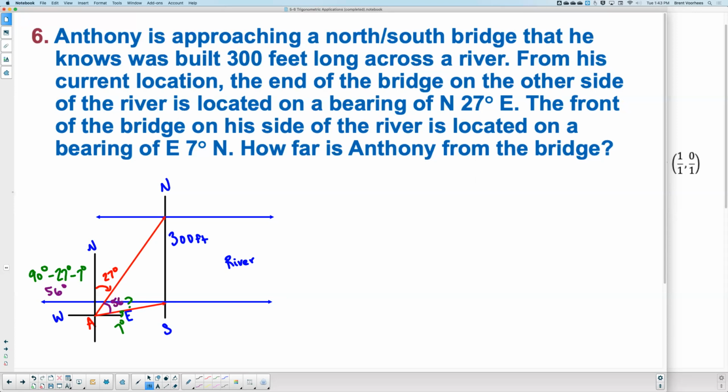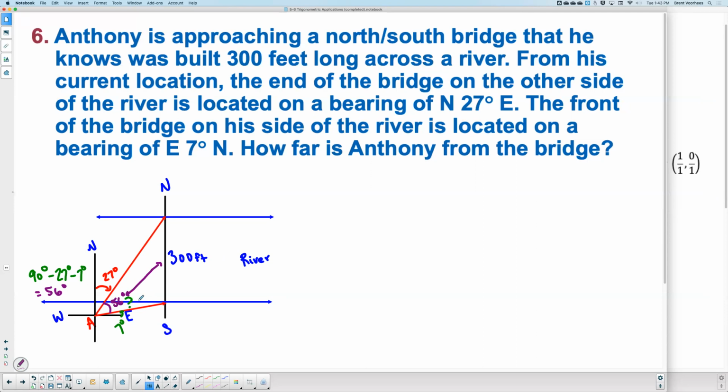56 would go right there. That's where 56 would go. Okay, so that's a 56 degree angle. And now I notice I have a completed set because this is 300 feet. So I have a completed set. Notice I have the angle and the side across from it.